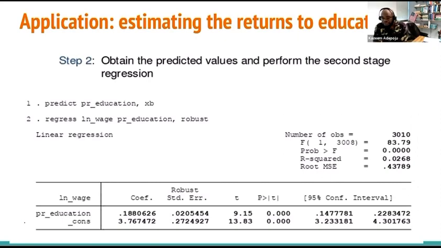So in step 2, we obtain the predicted values and perform the second stage. The predicted value was obtained, and what we did was finally regress the log of wage on the predicted values of the years of education. The PR here means predicted value. Take a look at all of that. So this is the second stage now. Get what I mean? It's the second stage.